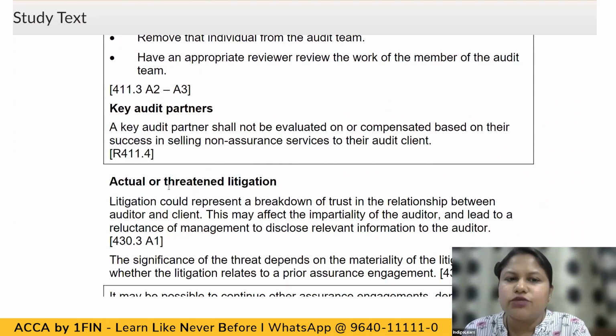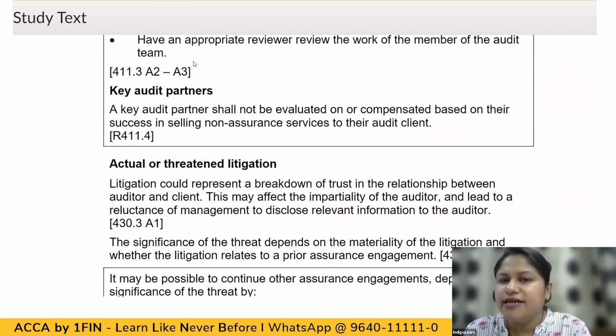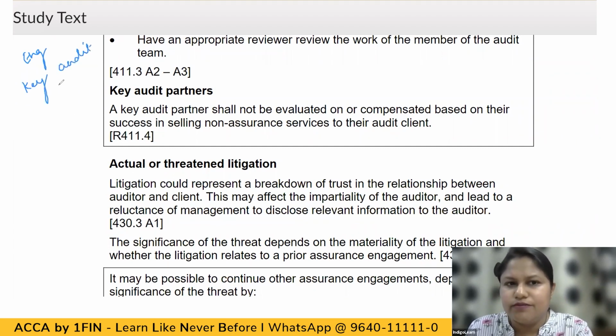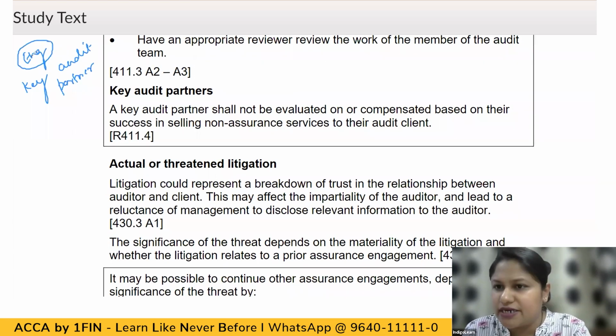Now, moving on to the next one, key audit partner. Basically, we have some terms used, like engagement partner. We also have a term called key audit partner. So these are two different terms that we use every time. You must have seen, I always use the word engagement partner. Sometimes I also use the words key audit partner.